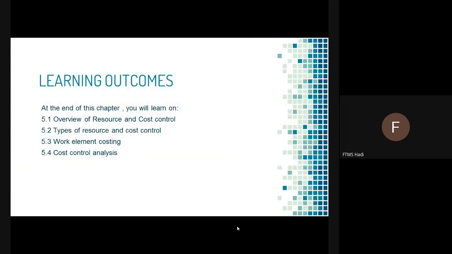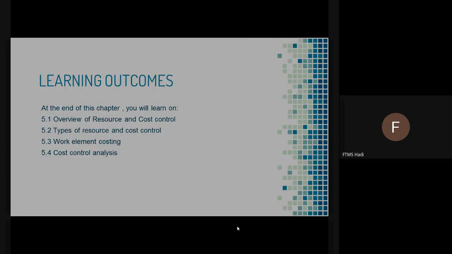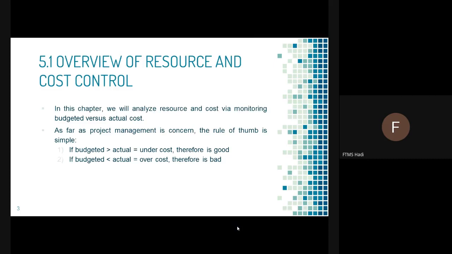You will be able to learn the overview of resource and cost control, the types of resource and cost control, then work element costing, and the last one will be cost control analysis. Okay, so what does resource and cost control mean? In this chapter we will analyze resource and cost via monitoring budgeted versus actual cost. That means what you planned versus what the actual cost is. So you need to differentiate between the plan and the actual ones.